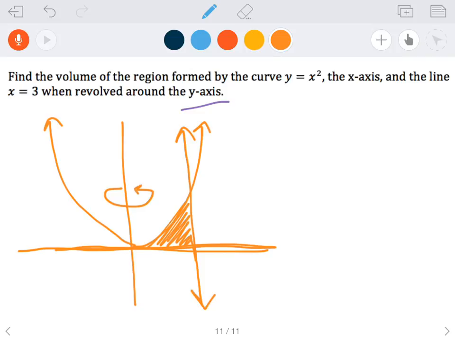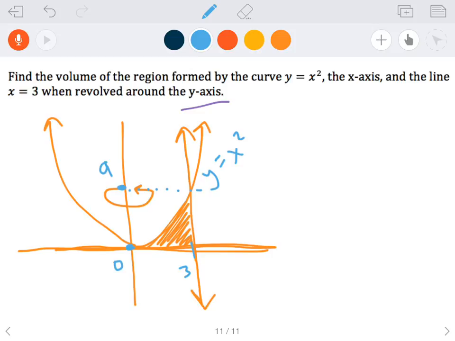Now whenever I'm revolving around a vertical line, this is when everything needs to be in terms of y. And that means that my limits of integration need to be in terms of y. I start here at 0. If this is 3, if I plug 3 into the function y equals x squared, that tells me that line right there is at 9. So my limits of integration are going to be from 0 to 9 in this case.